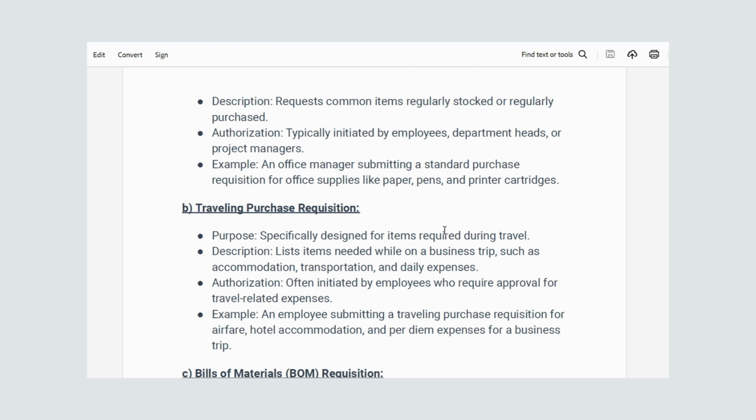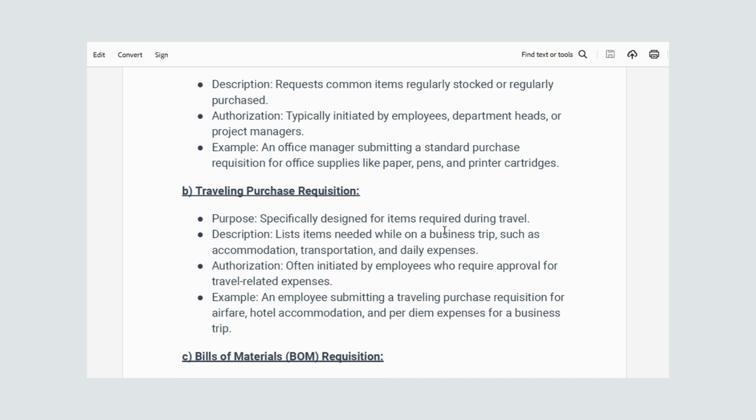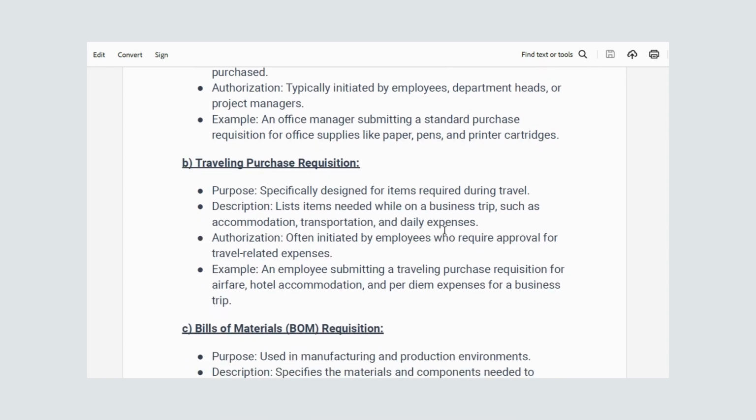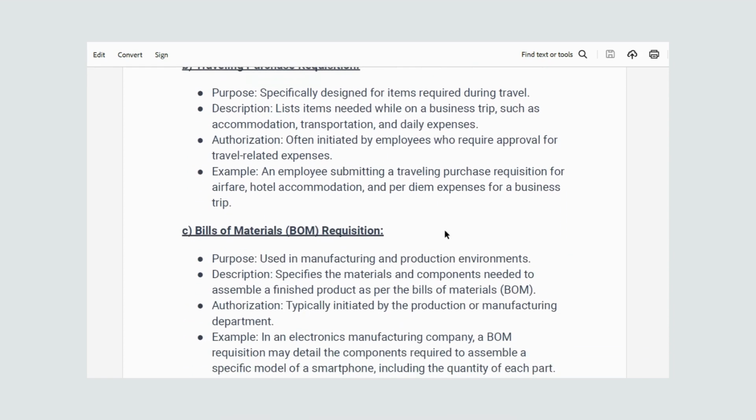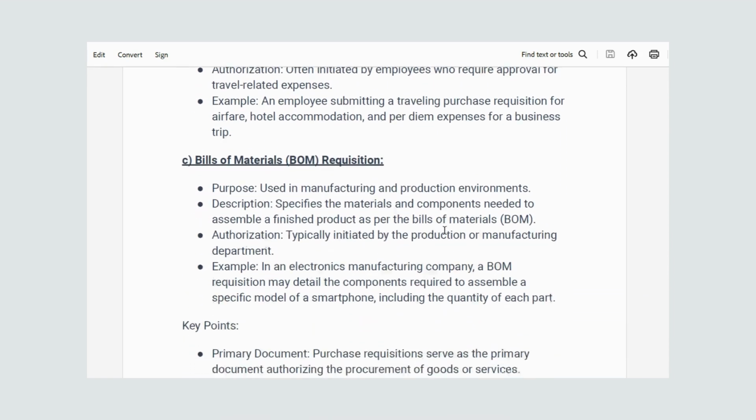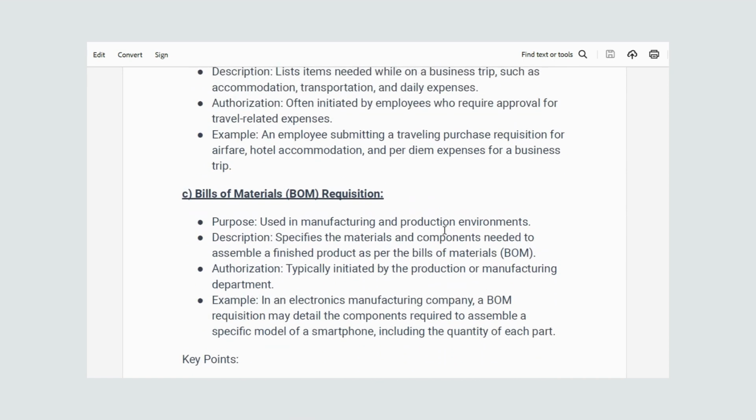For example, we can say that an employee submitting a traveling purchase requisition for airfare or hotel accommodation, such kind of things for a business trip, all those things need a traveling purchase requisition form. Then comes the bills of materials requisition. Here, the main purpose of this requisition form is that it is used in manufacturing and production environments.